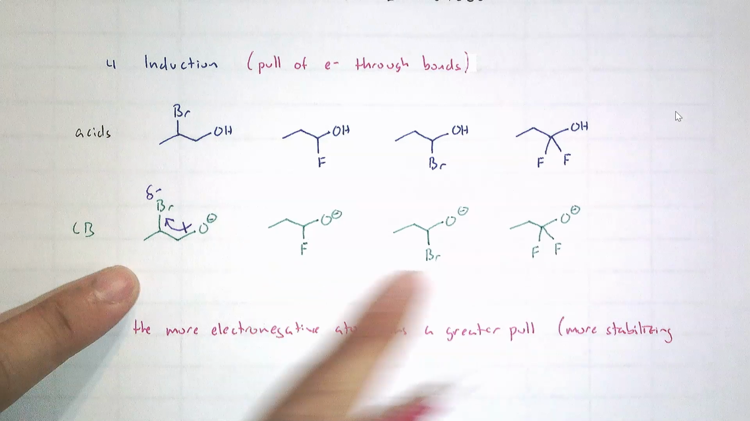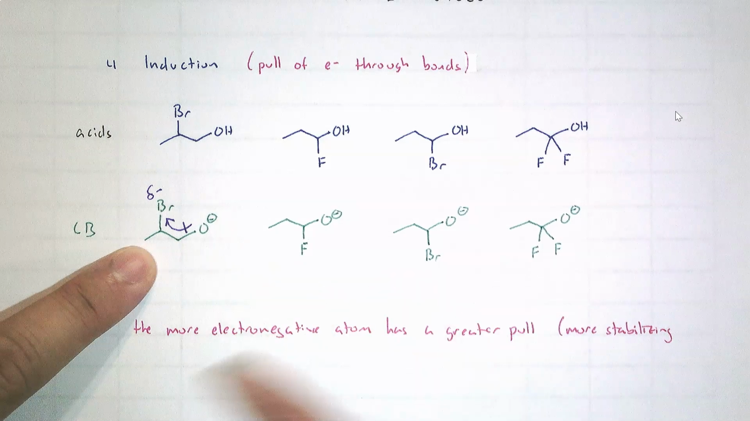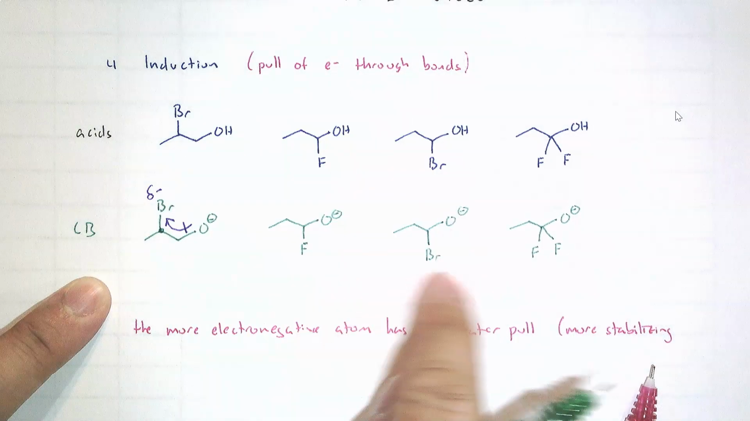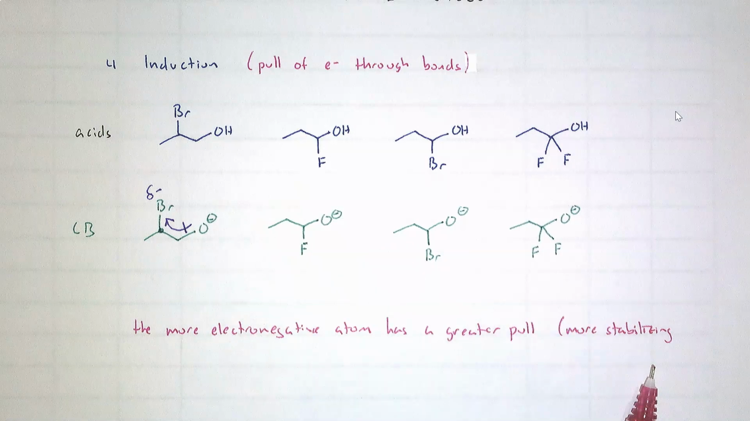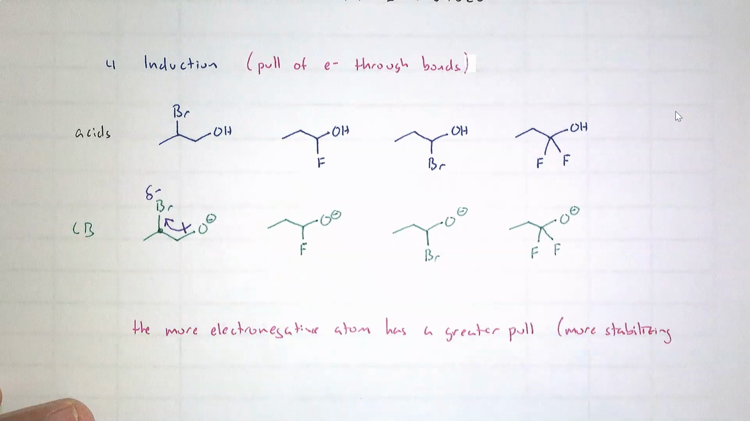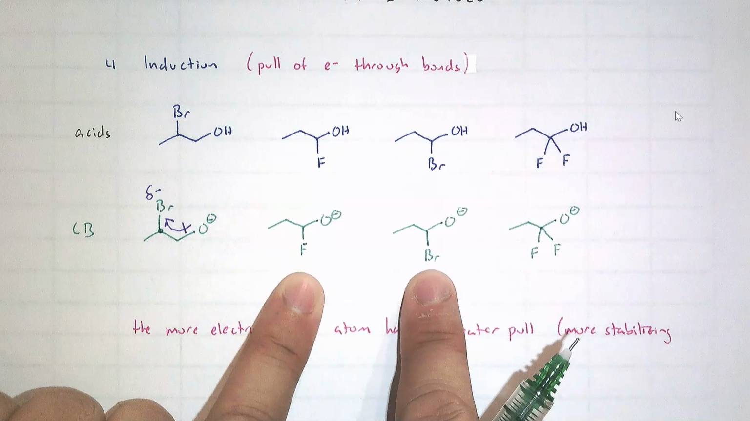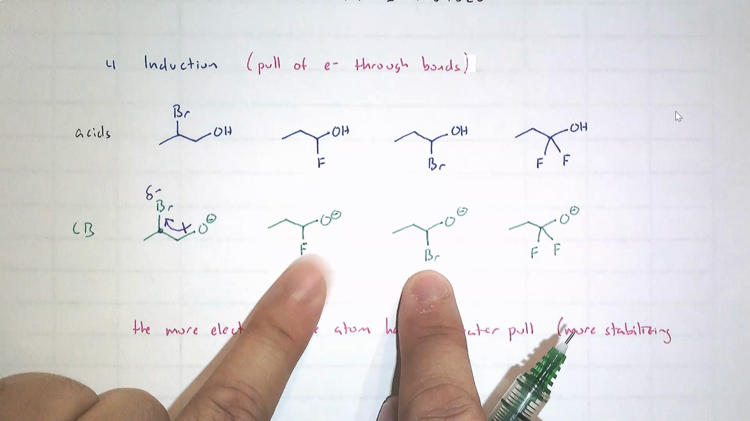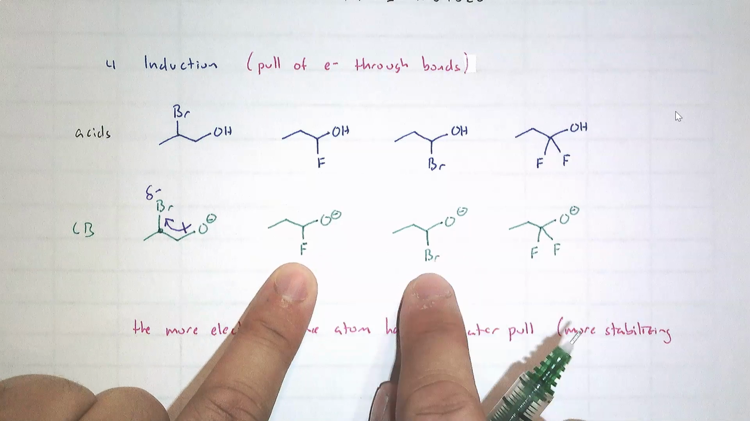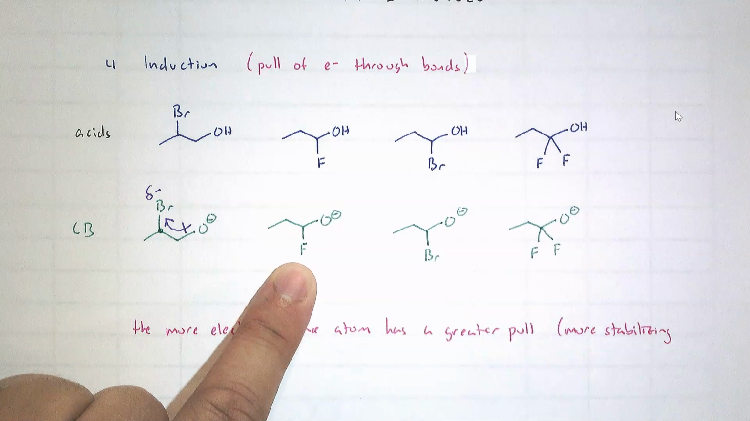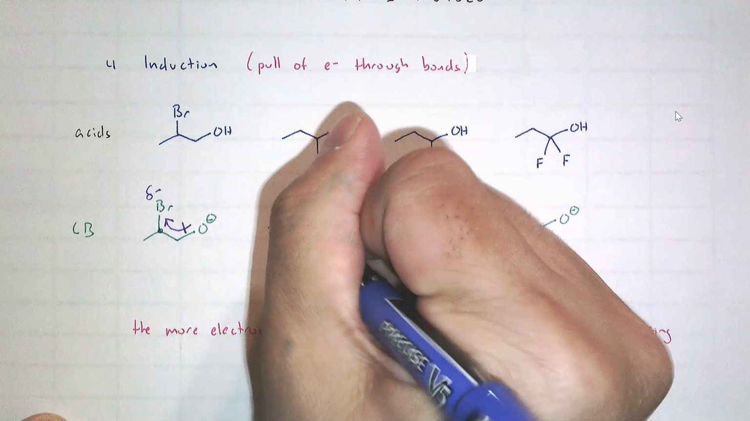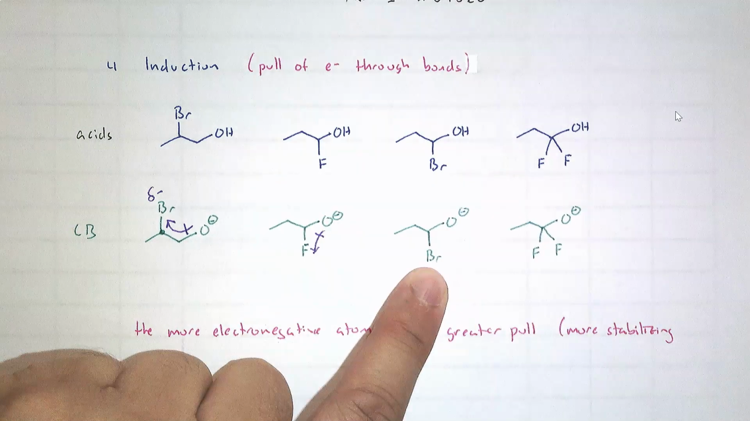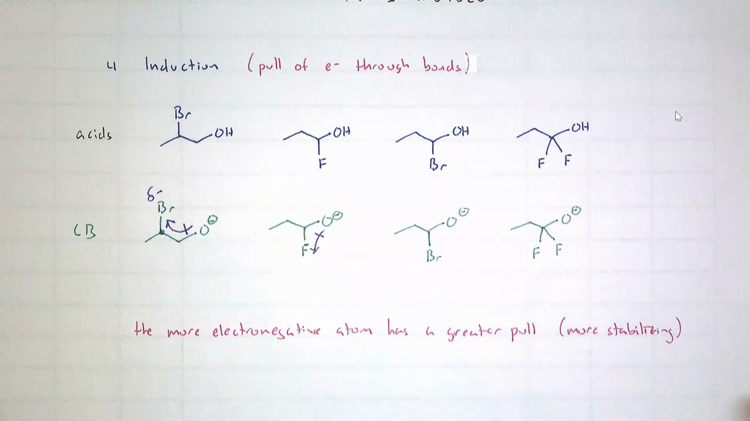So here, actually we don't have anything analogous because I need something on this carbon. And the other choices, the halogens are on the first carbon next to the oxygen. But let's compare these two, fluorine and bromine. Which do you think is more stable? The anion that has a fluorine or the anion that has a bromine? See, this fluorine is more electronegative and it's pulling harder than bromine.